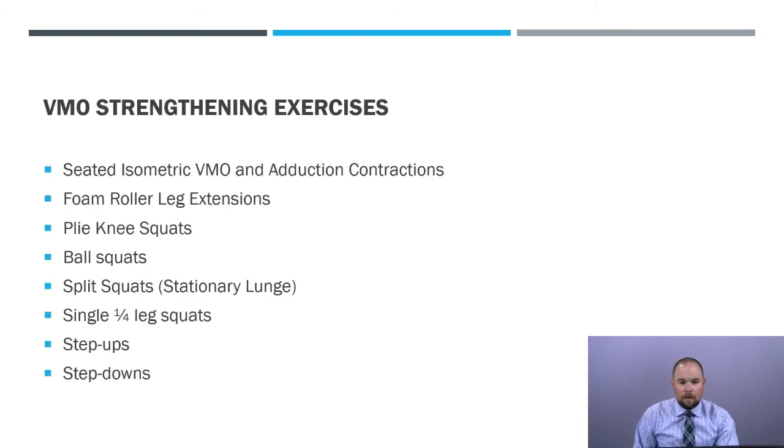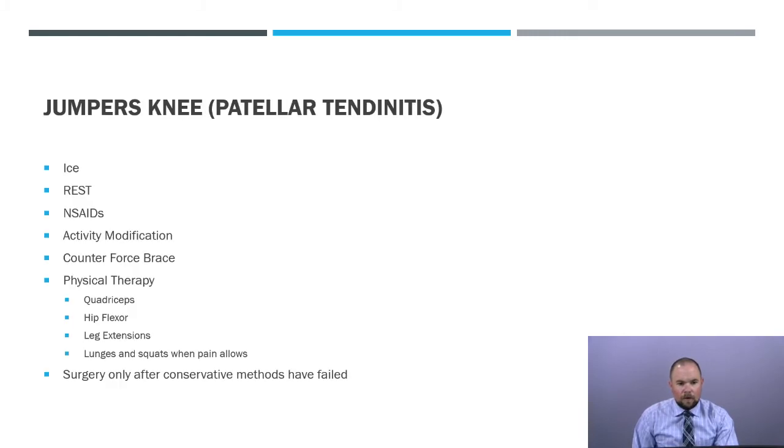And these are some of the VMO strengthening exercises. You can kind of read through those on your own. A lot of single leg activity, even a stationary bicycle is good for these type of exercises. Jumper's knee, so it's that patellar tendonitis. Again, really just ice, rest, anti-inflammatories.